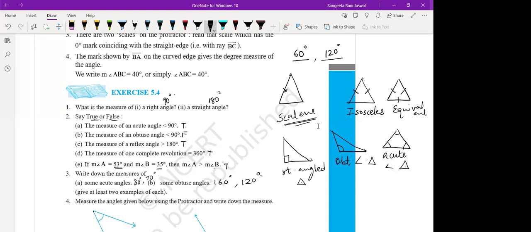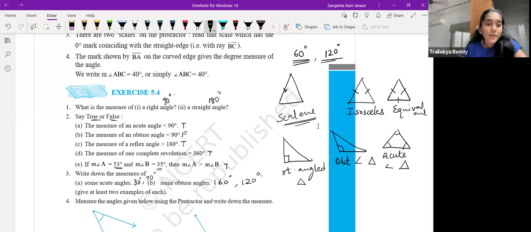What degrees, ma'am? 60 degrees and 120 degrees. It's written here. I've written it here. Do you know how to construct an angle? Yes, ma'am. Okay. Abhya, do you know? I know, ma'am. And Trilokya? Yes, ma'am, I know how to.